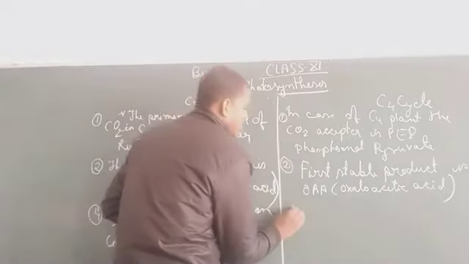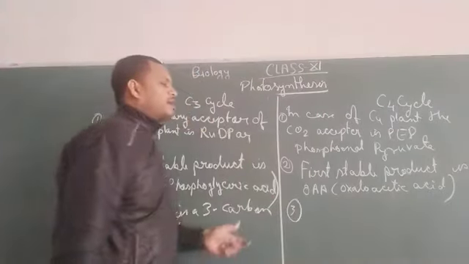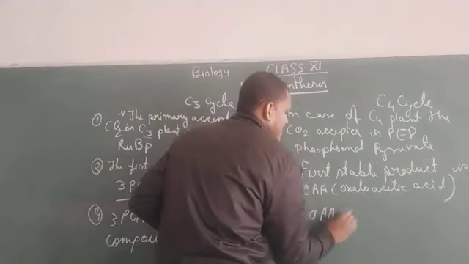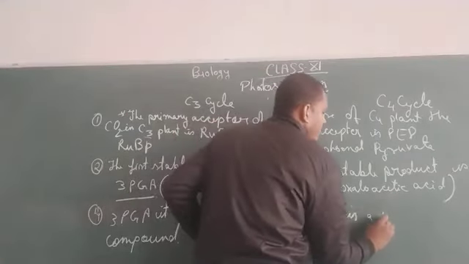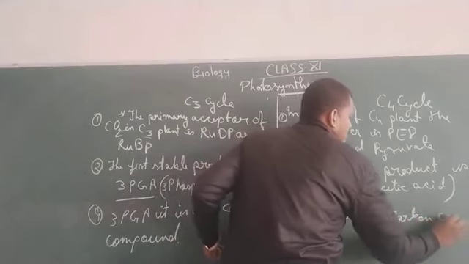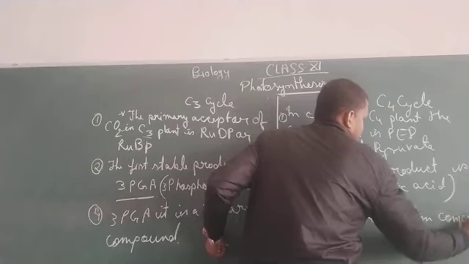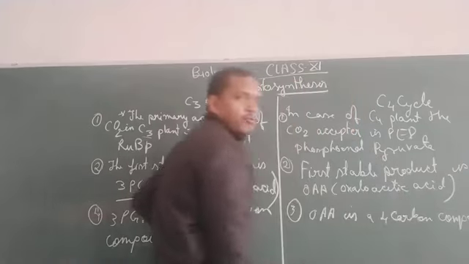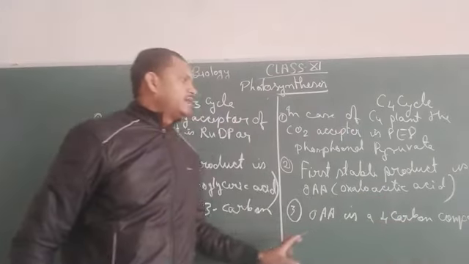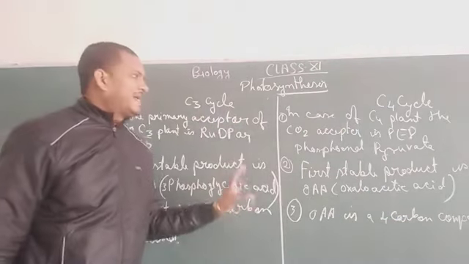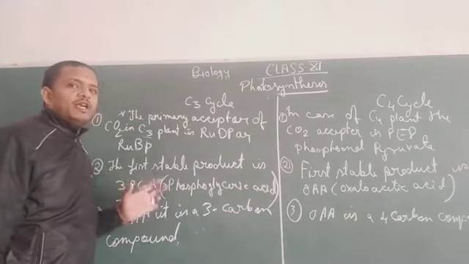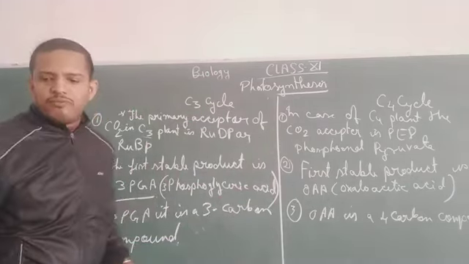Same here, the first stable product is oxaloacetic acid. Oxaloacetic acid is a 4-carbon compound, and that is the reason why this cycle is named so. So now we are moving towards the fourth point.